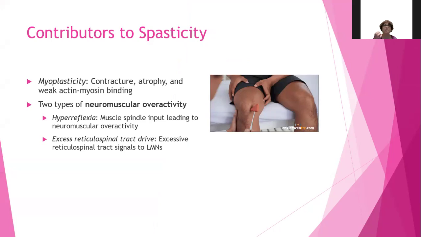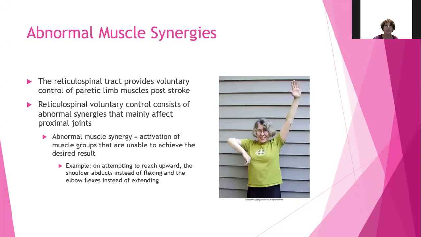Neuromuscular overactivity can cause hyperreflexia, which is the muscle spindle input leading to neuromuscular overactivity, and excess reticulospinal tract drive, excessive reticulospinal signals to the lower motor neurons. So usually if you compare upper and lower motor neuron issues, lower motor neuron tends to be hypotonic or flaccid and hyporeflexic. Upper motor neuron tends to be hypertonic and hyperreflexive. So that's one way to differentiate between the two.